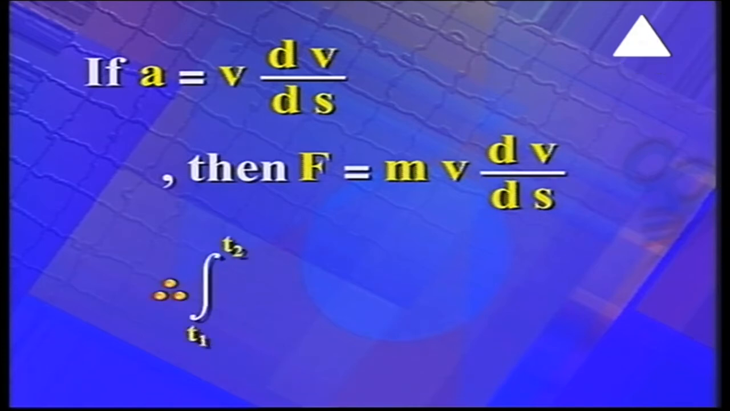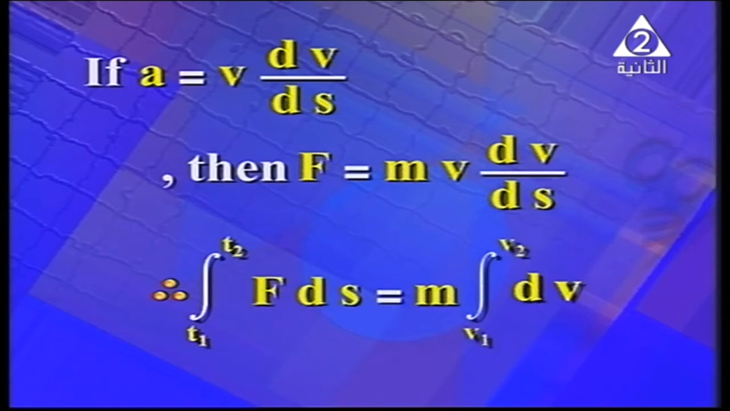Then integration from s1 to s2 of F ds equals m (constant) integration from v1 to v2 of dv. Look, dear student, we have a very important equation: integration F ds equals m integration dv.